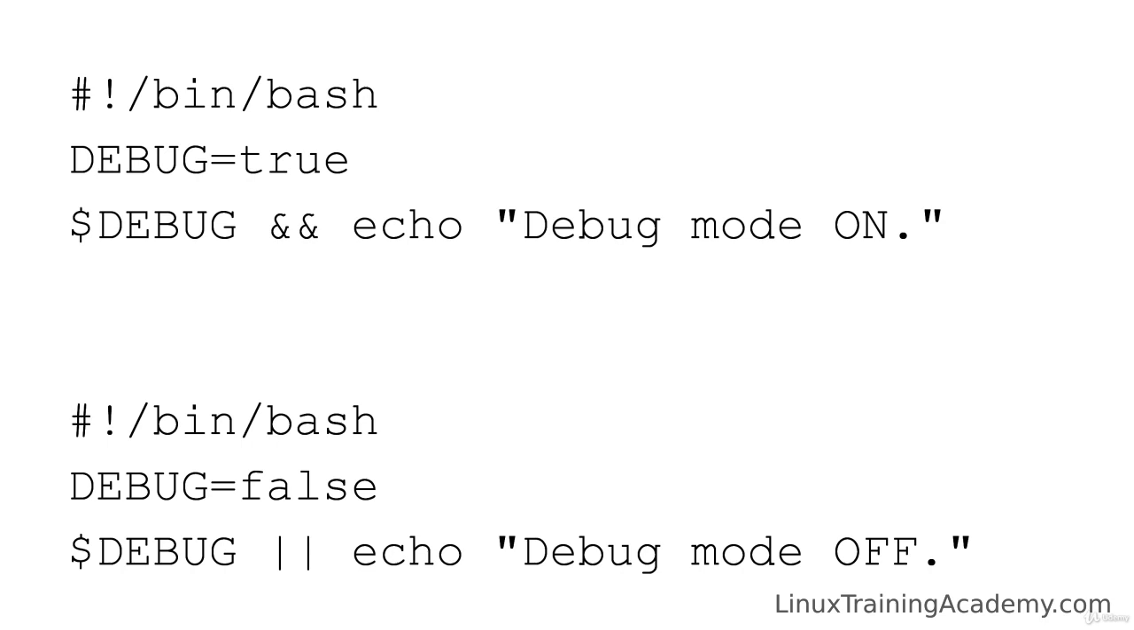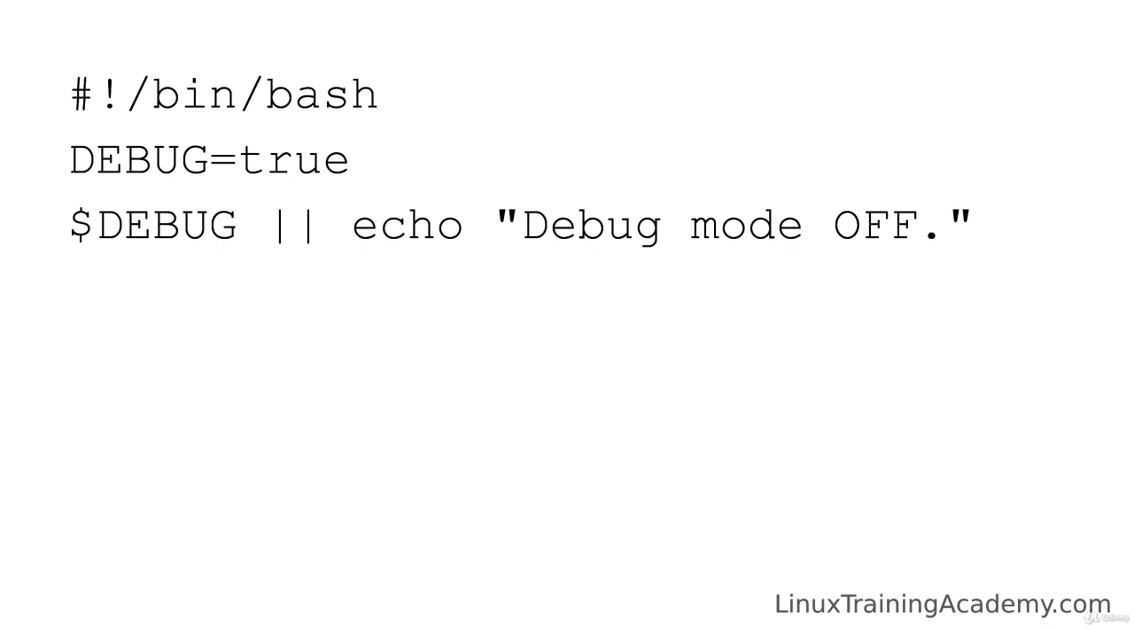The double pipe symbol represents OR. If the command preceding an OR returns a non-zero exit status, then the command following the OR will be executed. The false boolean always returns a non-zero exit status. So for the second example, debug is set to false. Since that is a non-zero exit status, the echo debug mode off command is executed. You can use this type of pattern to skip the execution of certain commands when debug is set to true. If debug succeeds, then what follows the OR will not be executed.